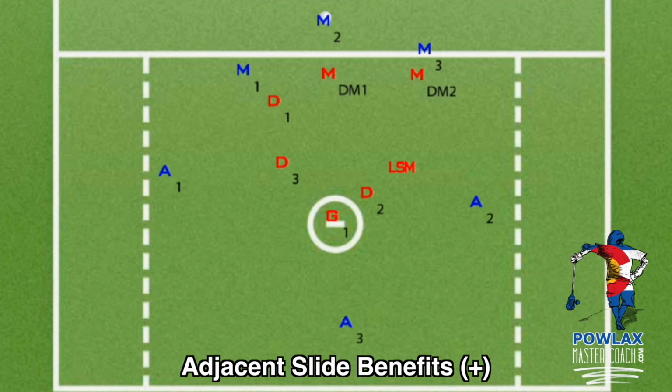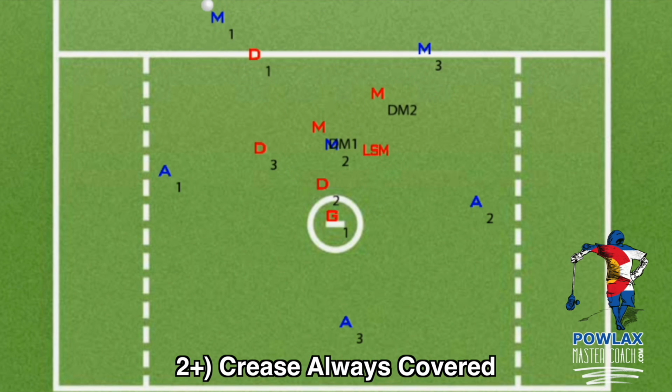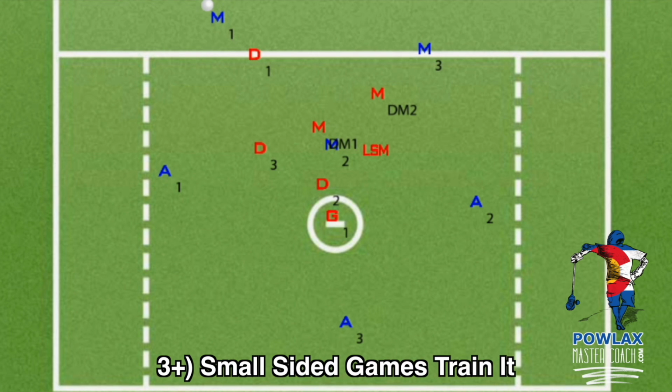The benefits of an adjacent slide defense are, first, we minimize the distance of our slides and recoveries. Second, if the offense has a crease player, the crease is always covered. Third, most of our small-sided games use the same adjacent sliding concepts.